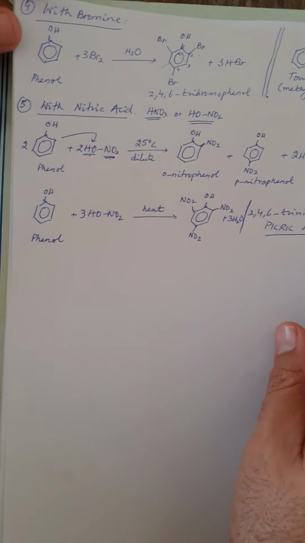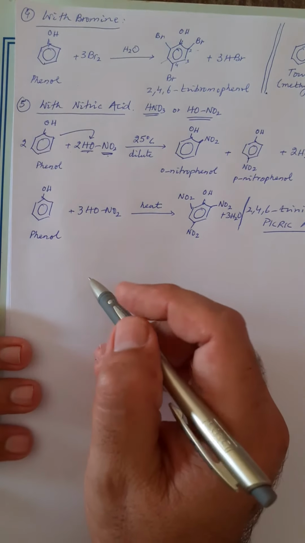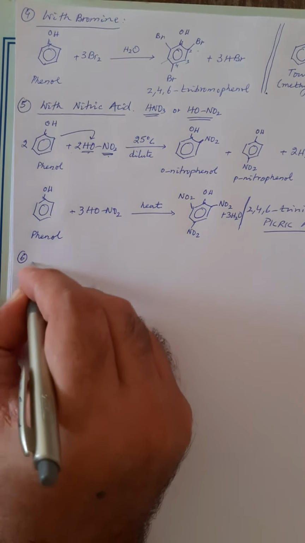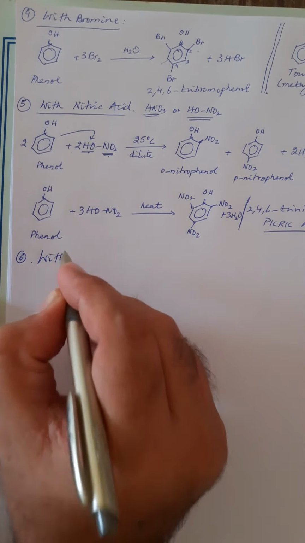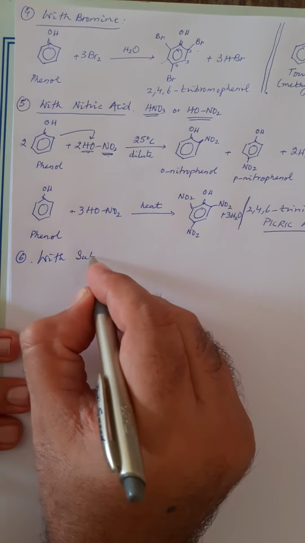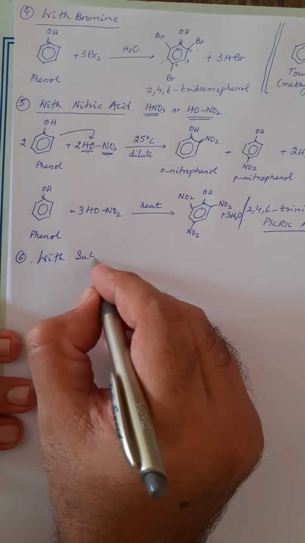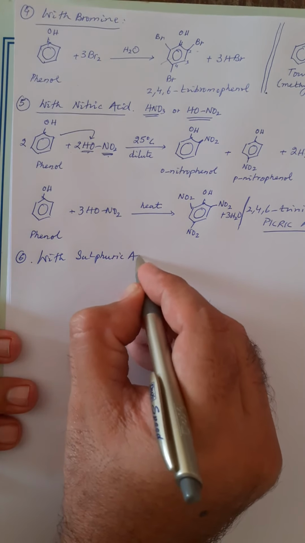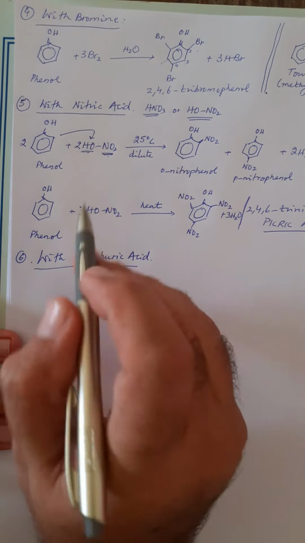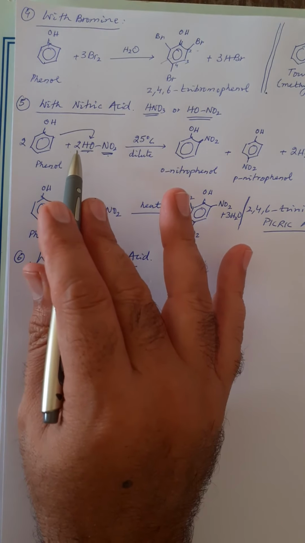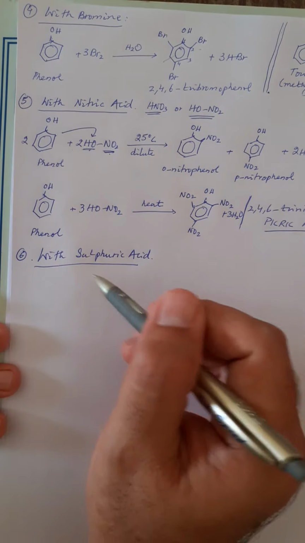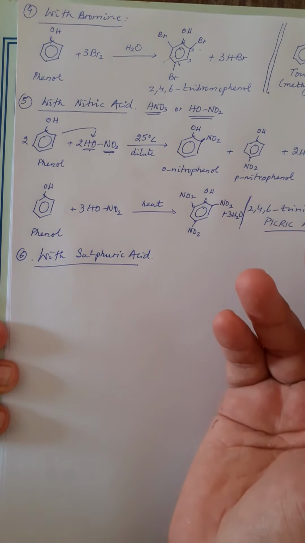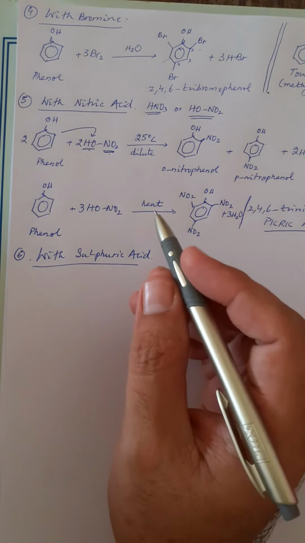So I hope you understood very clearly, in quite some detail, how phenol reacts with nitric acid. The next one is with sulfuric acid. How can we not mention sulfuric acid? Now, the reaction with nitric acid is called nitration. Everybody knows about it. That's how we nitrate phenol. What is the reaction with sulfuric acid called? Yes, sulfonation. And it's also a very interesting reaction.